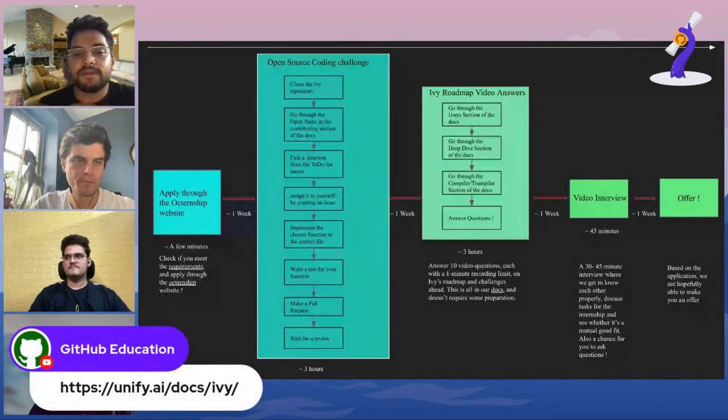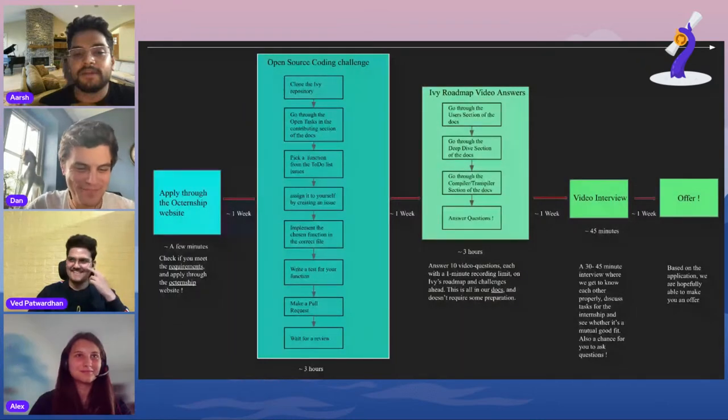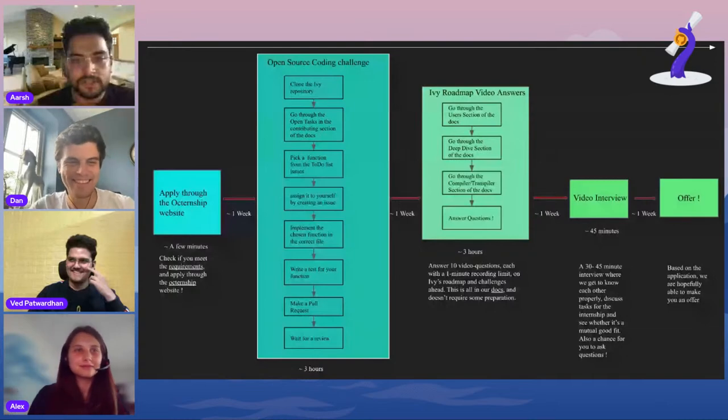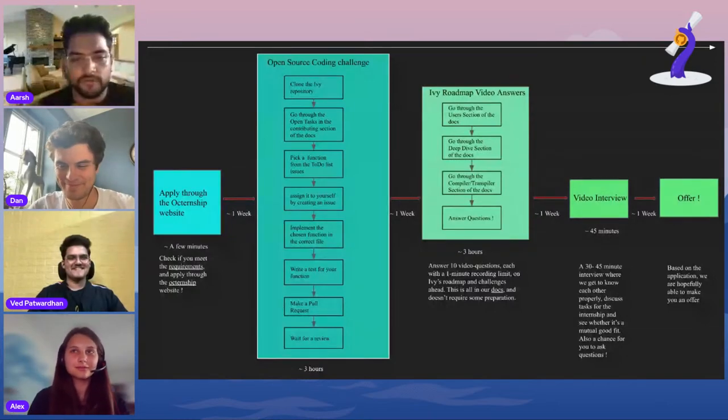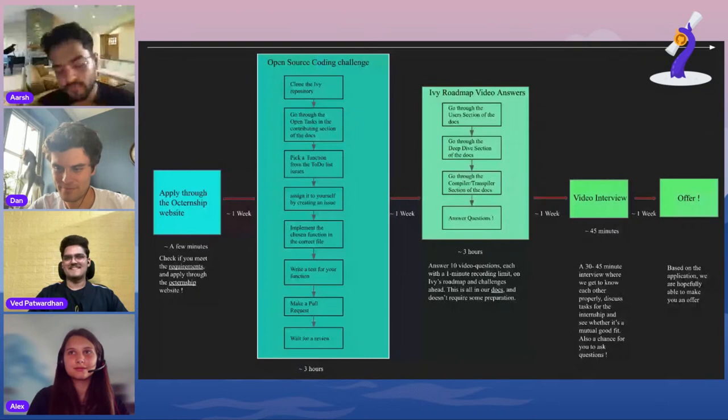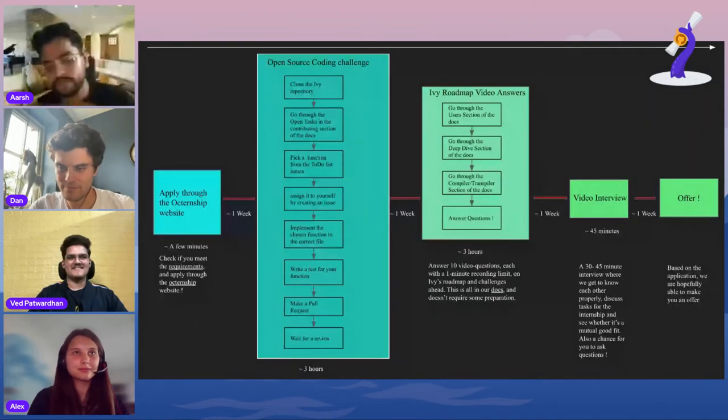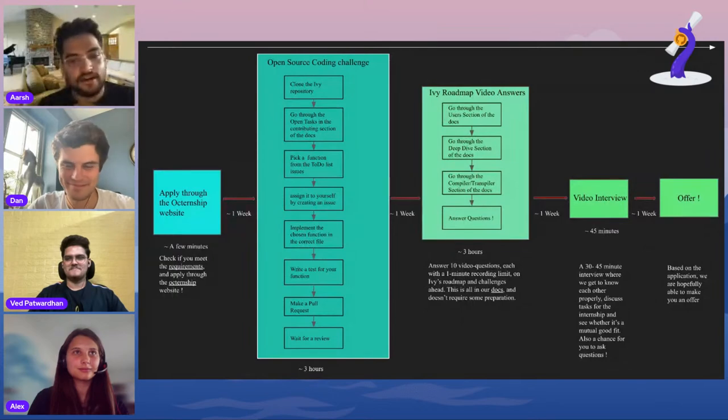Go through the compiler and transpiler section of the docs, which is just a high level overview of the API, which helps you translate code from one framework to another. Once you're done with this, did I get cut off again?